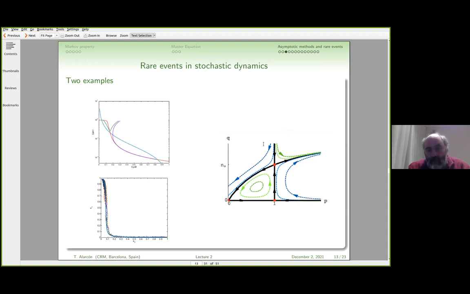And this is related to something that we are going to see now, the extinction event in the logistic equation. So you start, this N_s would be the carrying capacity. You start with a system that has this steady state here, and you move onto extinction.